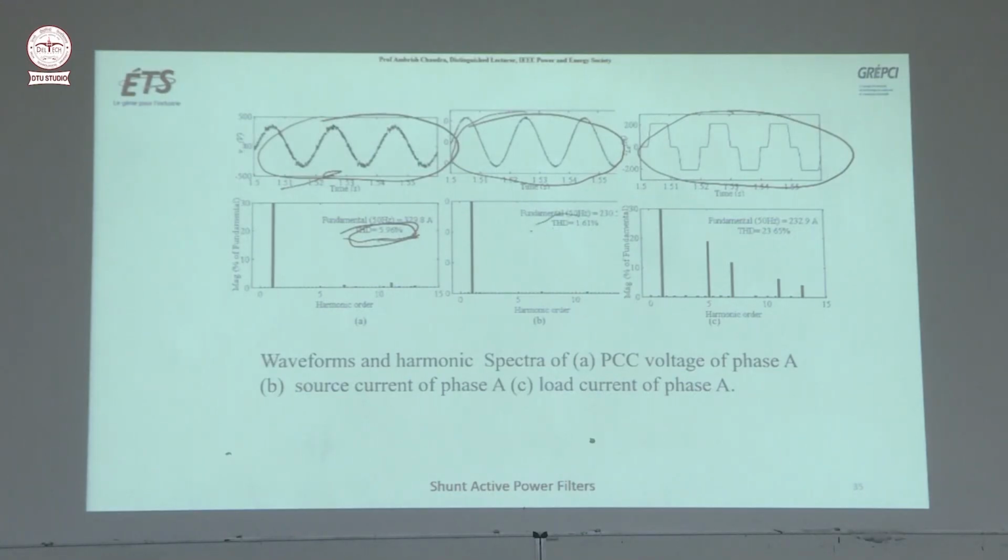Source current THD is 1.6, much less than 5%. And load current THD is more than 23%. So it means your shunt active filter is working fine and harmonics are being removed.